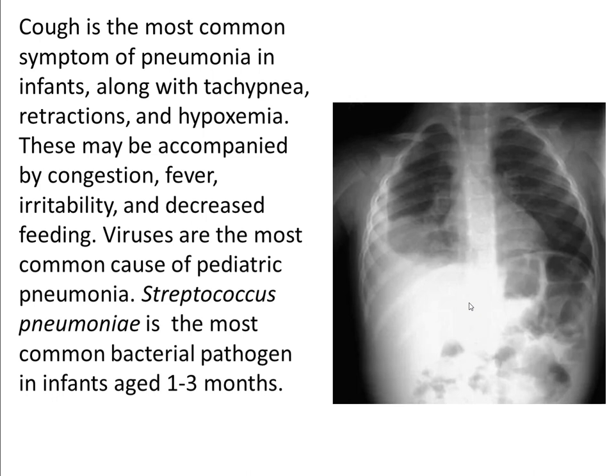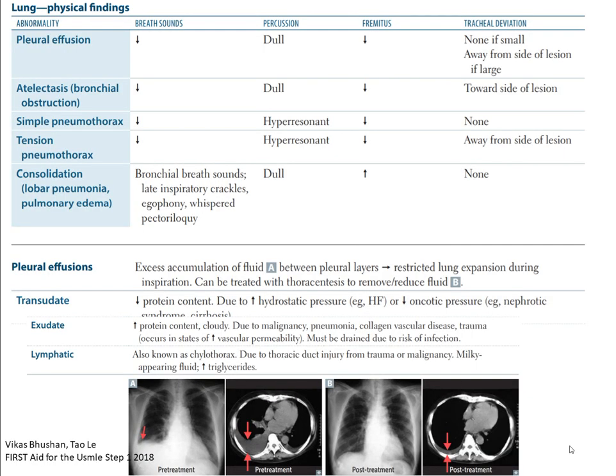Viruses are the most common cause of pediatric pneumonia. Streptococcus is the most common bacterial pathogen in infants aged 1 to 3 months. On this slide, I want to show you some percussion, auscultation, and clinical features of some common syndromes of lung injury in children. So, pleural effusion. It is accompanied by decrease in breath sounds, dull percussion sound, decrease in fremitus, and no tracheal deviation.